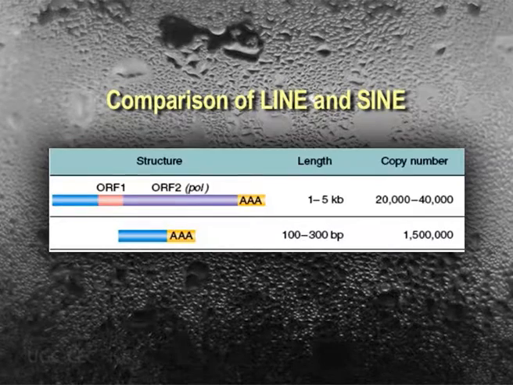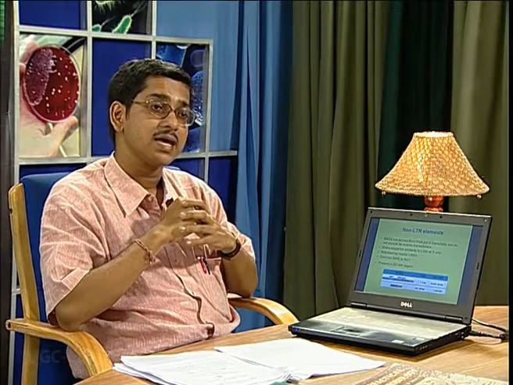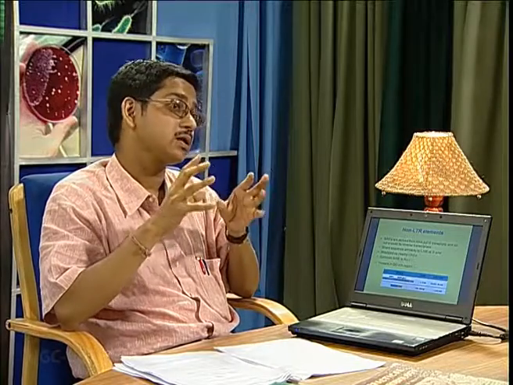As you see in this figure, the ORF of the LINE has ORF1 and ORF2. ORF2 codes for the polymerase, while unlike the LINE, the SINEs don't have any active ORF. We know that the LINEs are mostly present in the AT-rich region. Unlike it, the SINEs are present in the GC-rich region unless they are actively transposing.